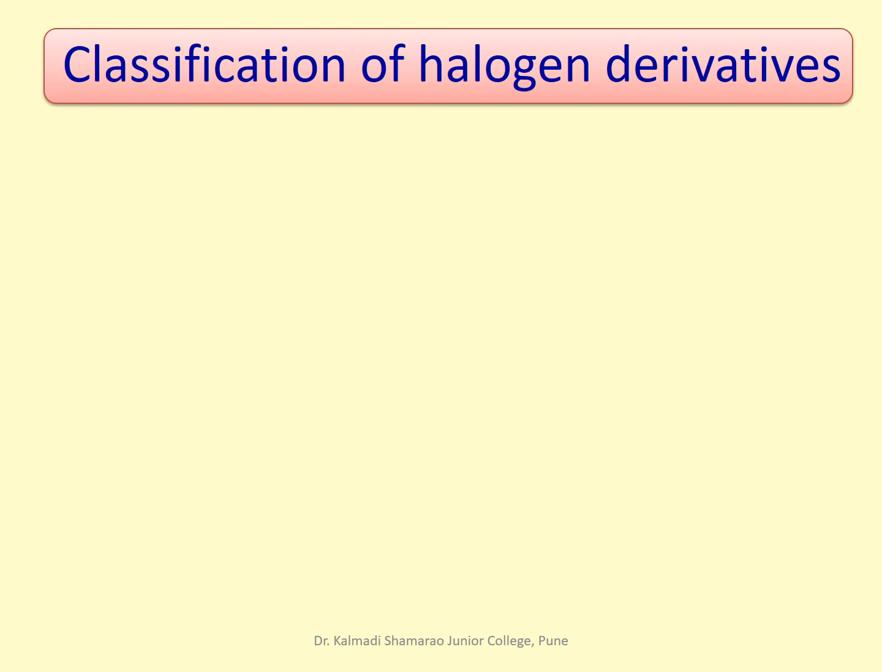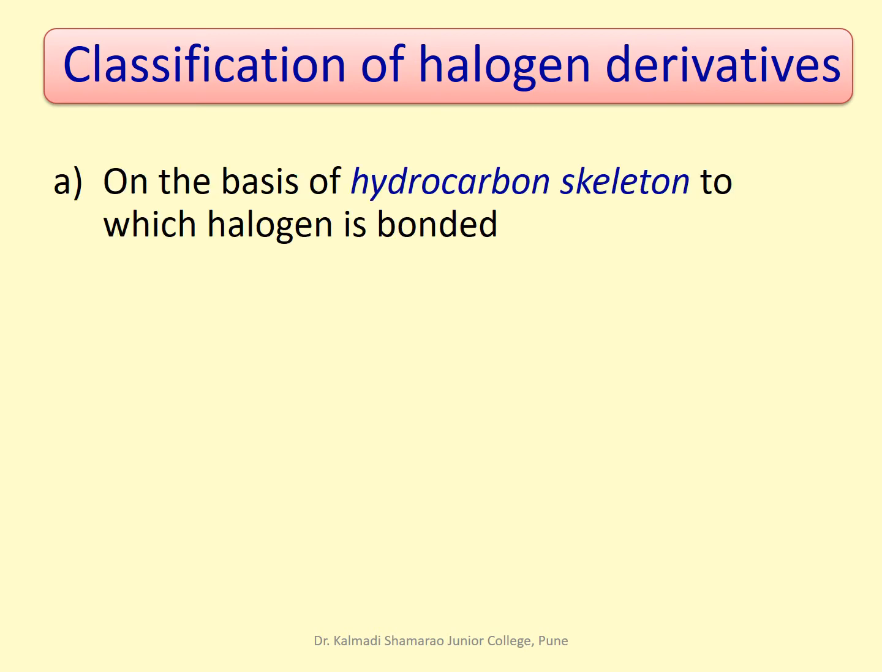Let us see the classification of halogen derivatives. There are two main ways or modes of classification of these compounds. First classification is on the basis of hydrocarbon skeleton to which halogen is bonded. Hydrocarbon skeleton represents the type of carbon chain in the parent compound. There are four classes.